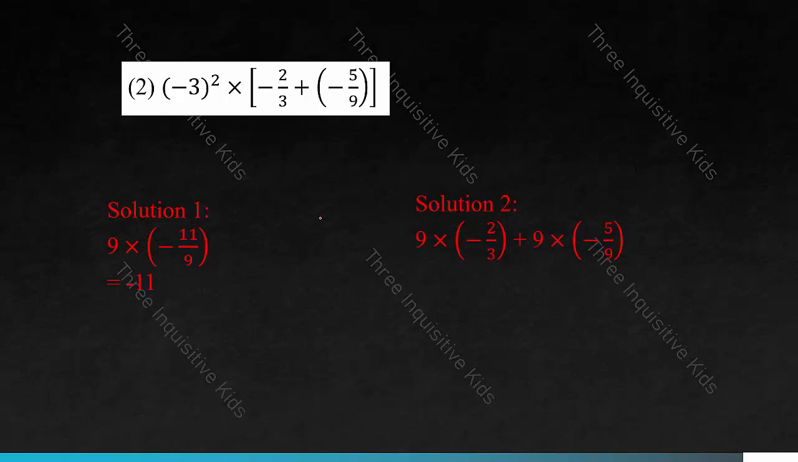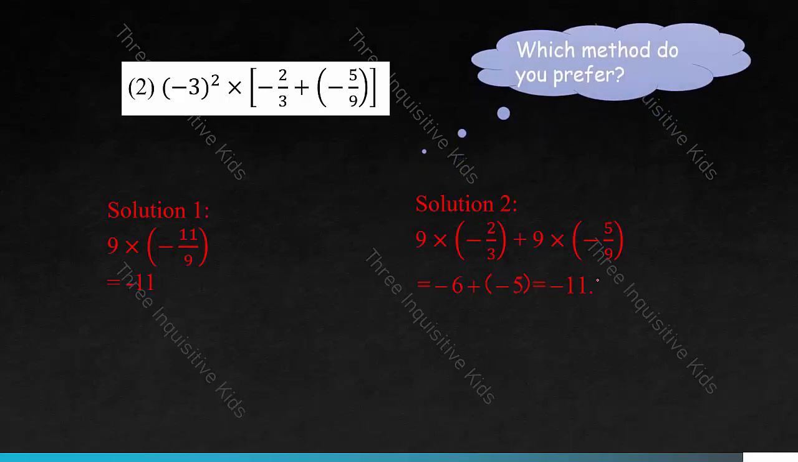And here's another solution. First, we still have to do the exponents to get +9. And then we can use the distributive property of multiplication to get rid of the parentheses. And we're left with -6 plus -5, which is just -11. Well, which method did you prefer in this case? I want you to think about it, because for different problems, you'll have to use different solutions.